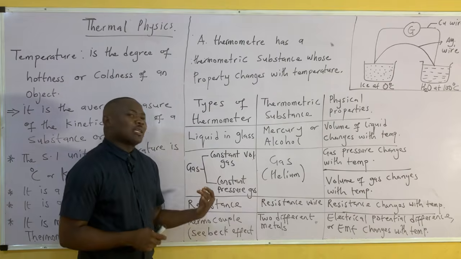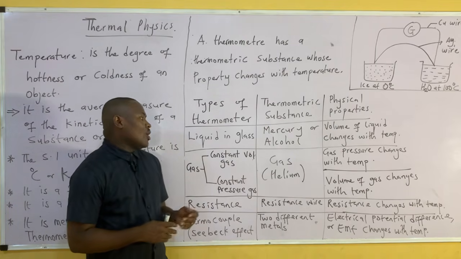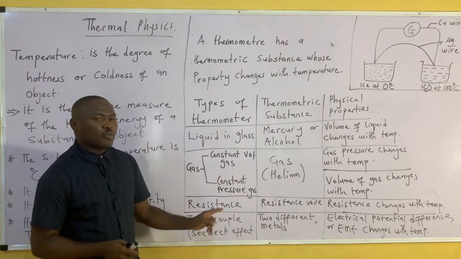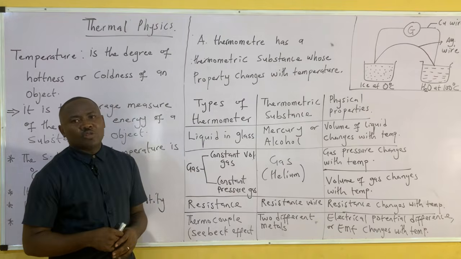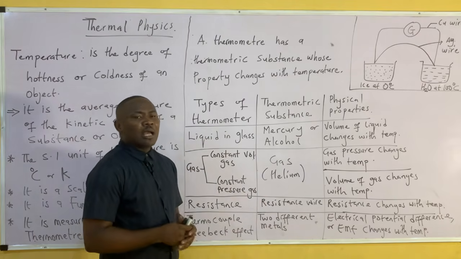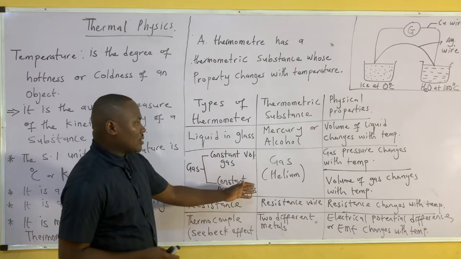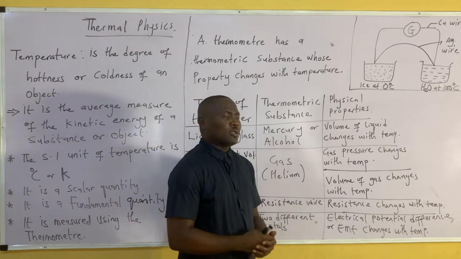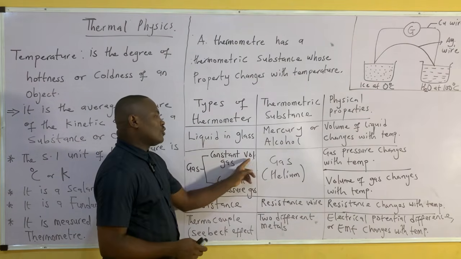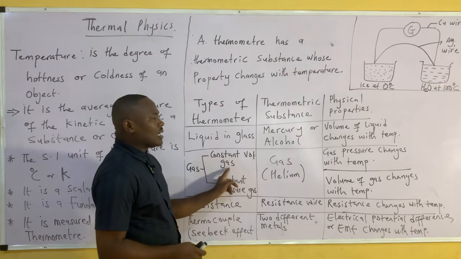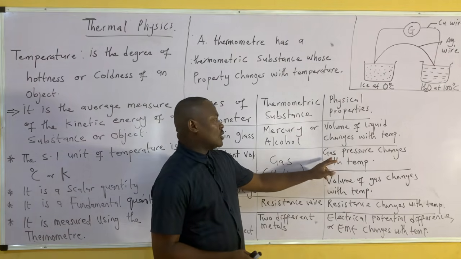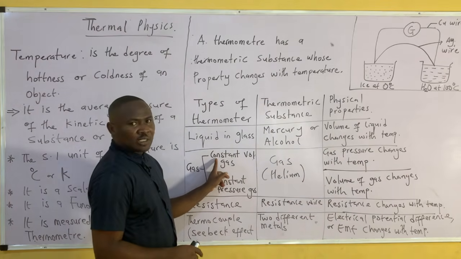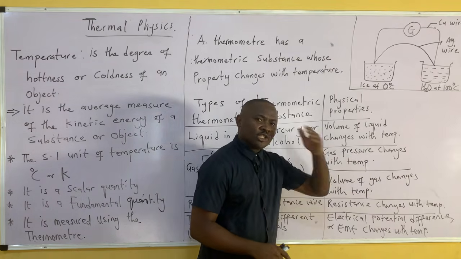We have another one which is called the gas thermometer. In the gas thermometer, we have two types, the constant volume gas thermometer and the constant pressure gas thermometer. What is the thermometric substance in this thermometer? It is a gas. An example of such gas we have in this thermometer is helium. Now, what is the physical property of this thermometer? Take note, the constant volume gas thermometer works on the property that gas pressure changes with temperature. Take note, volume is constant, therefore the gas pressure changes with temperature.